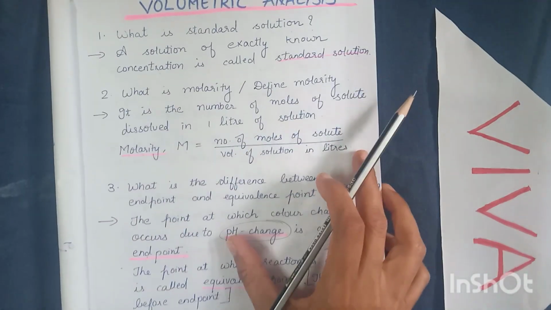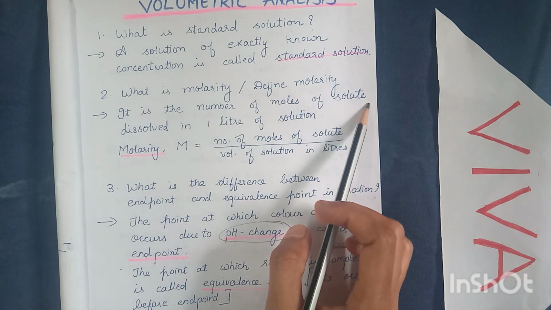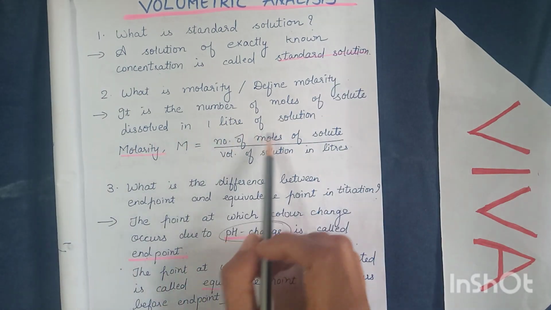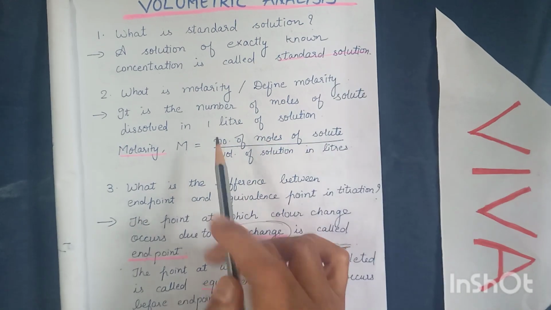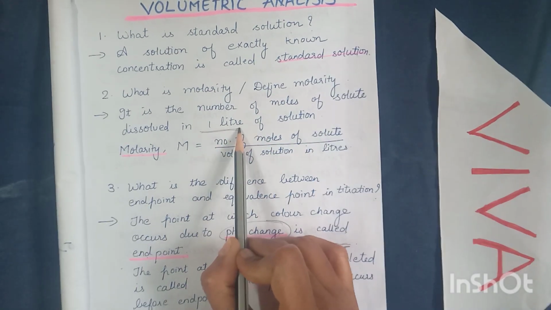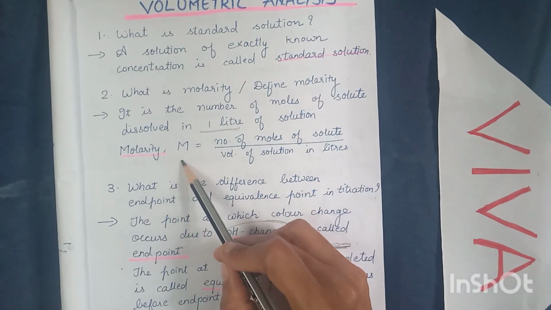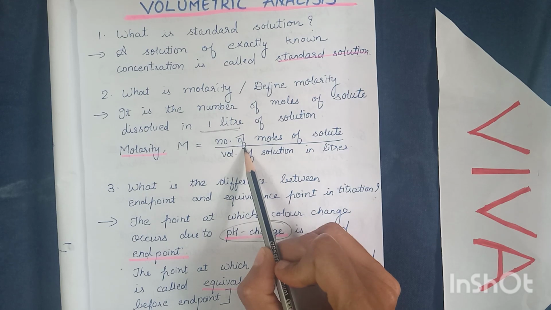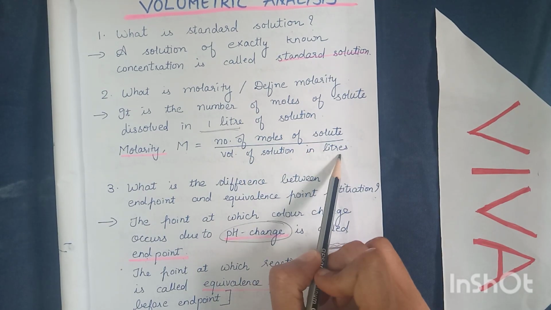Second one, what is molarity or define molarity? It is the number of moles of solute dissolved in 1 liter of solution. Whatever amount of solute is being taken, and if it is dissolved in 1 liter of solution, then it is termed as 1 molar solution. We have the formula for it. M is equal to number of moles of solute upon volume of solution in liters.